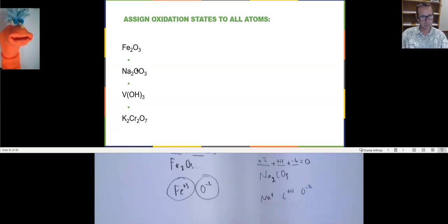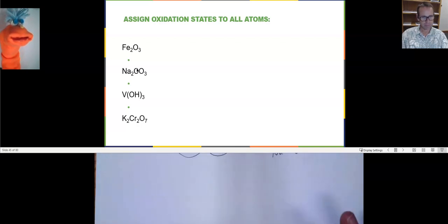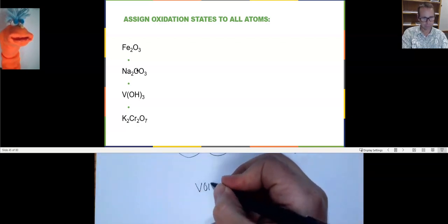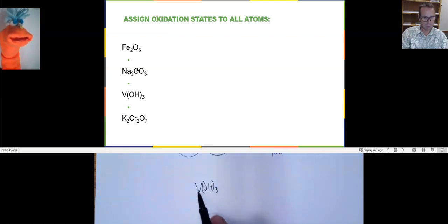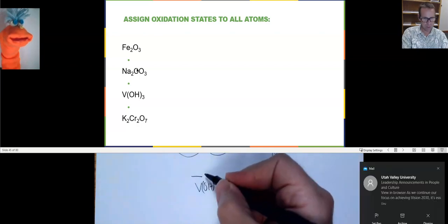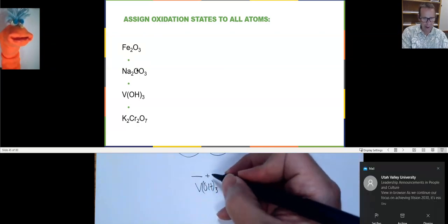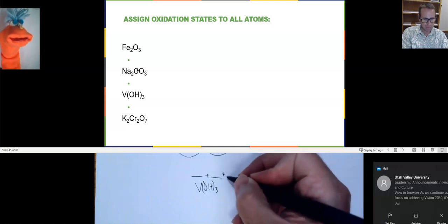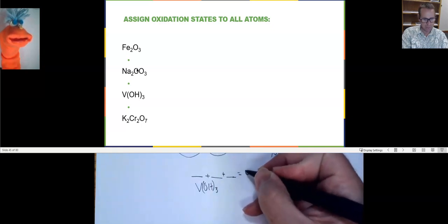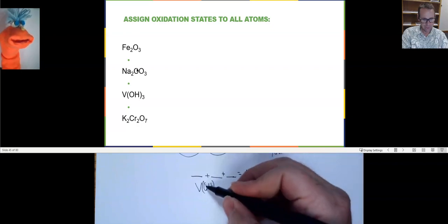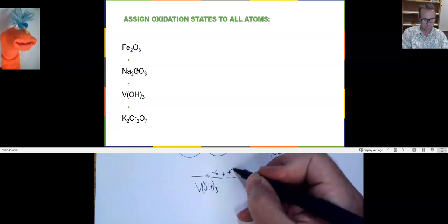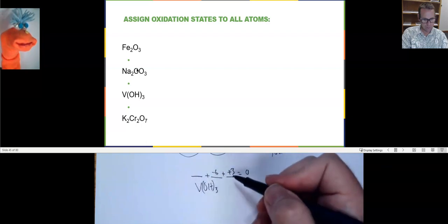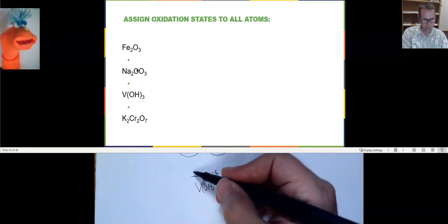All right, vanadium hydroxide. Vanadium, its contribution, plus the contribution of the oxygen, plus that of the hydrogen, has to equal 0 here. Each oxygen is a -2, right? Yeah. And there's 3 of them. So -6. And then the hydrogen's a +3. All right. And the vanadium here got to be another +3.